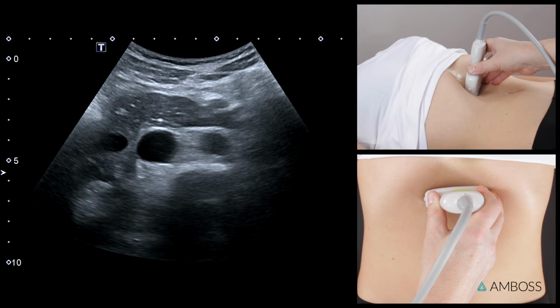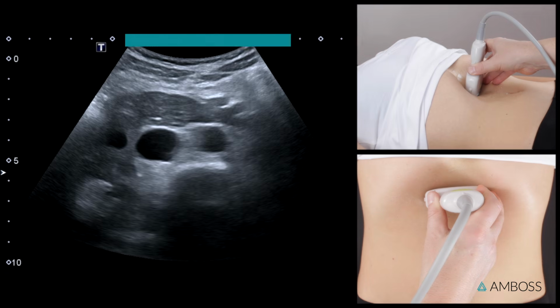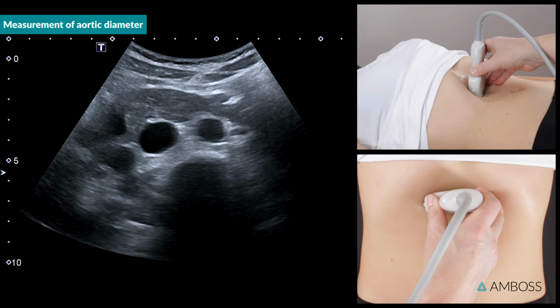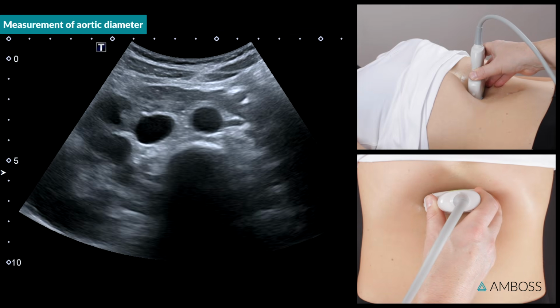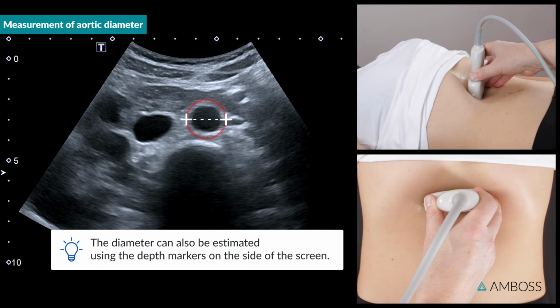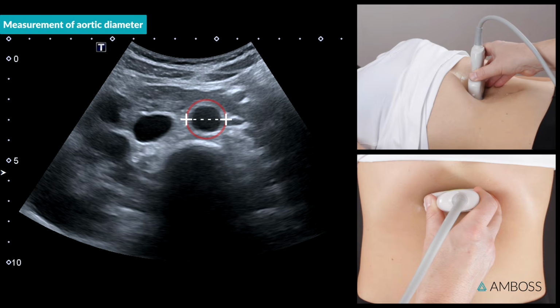The aorta should normally be anechoic throughout its course. An aortic diameter greater than 3 centimeters indicates the presence of an aneurysm. To measure the aortic diameter, first freeze the image at the point where the aorta looks widest. Then, measure from the outer border of the wall on one side to the outer border on the opposite side. It's important not to measure only the lumen, because plaques and thrombi can make it appear falsely narrow.